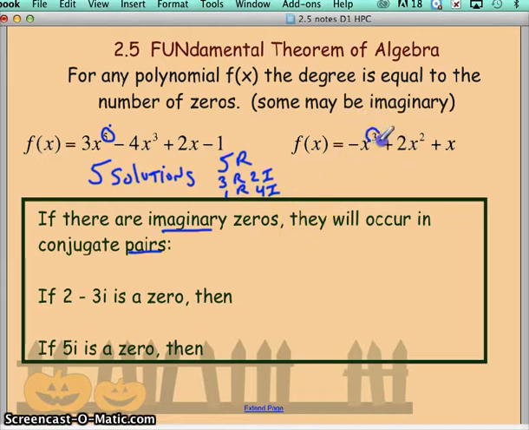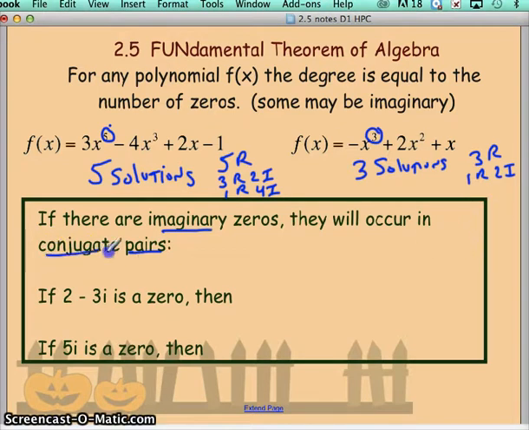This polynomial has a third degree, so that means it's going to have 3 solutions. All 3 of them could be real, or you could have 1 real and 2 imaginary, but we could not have all 3 imaginary because they have to come in pairs.